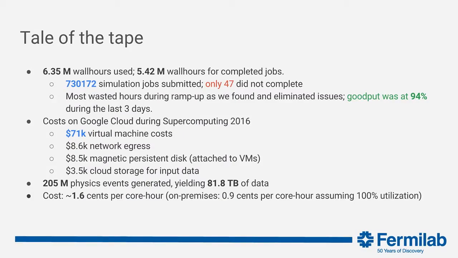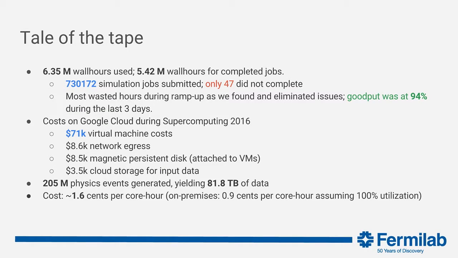In terms of the cost, a view of the cost. This is what it cost us during supercomputing. The main cost was, not surprisingly, the cost to compute for the VMs. It cost us about $8.5K for network egress. You pay for every byte you get out of the network. We optimized a workflow so they didn't bite us too much. There are other workflows that will cost more. Then there's the disk attached to the VMs that we needed for our workflows. And the storage, that half a petabyte that we stored, cost about $3,500. We generated 200 million physics events, 81 terabytes of data for the experiment.